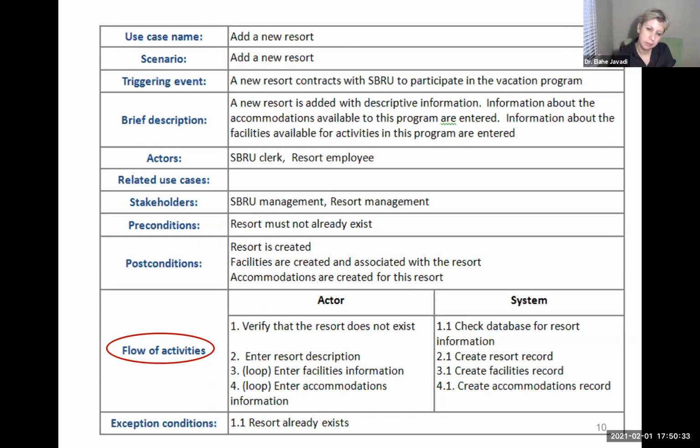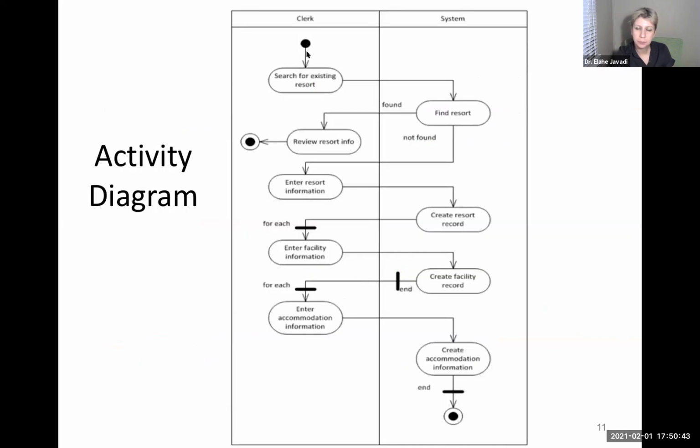introduce the projects. A flow of activity is something that we can show in an activity diagram because it's a list of steps. So this is the activity diagram that goes with it, the visual representation of the same thing. So search for resort. If you found, end it. If you don't find, enter resort information, create the record, enter facility, there is a loop, create records of the facility, enter accommodation, and create records of accommodation.